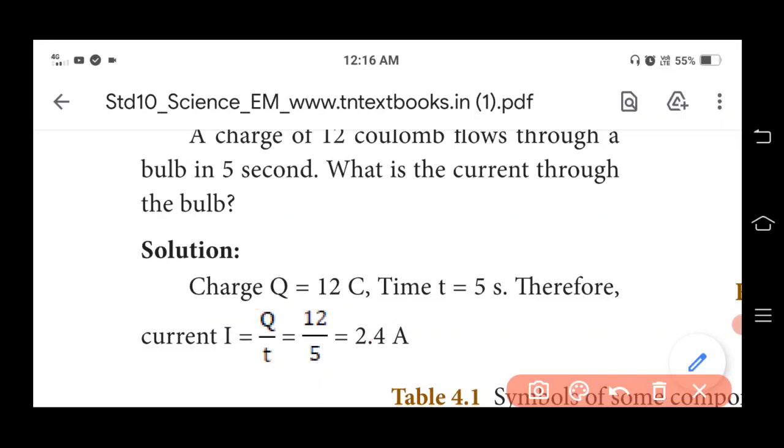Therefore, by using the formula I equal to Q by T, Q is 12 coulomb divided by 5. If we divide 12 by 5, we will get 2.4 ampere. So 2.4 ampere current flows through the bulb.